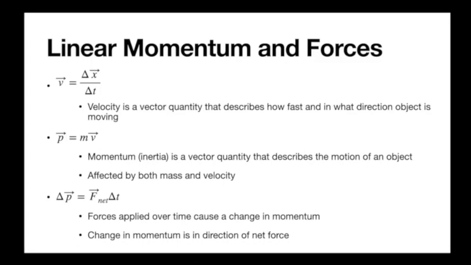Review of what we did with linear motion. We have velocity, which describes a change in position over time. So like how fast something is moving and in what direction. That's going to be a key for all of these. We have a magnitude and a direction. So there is a position that changes in a certain direction divided by the time.